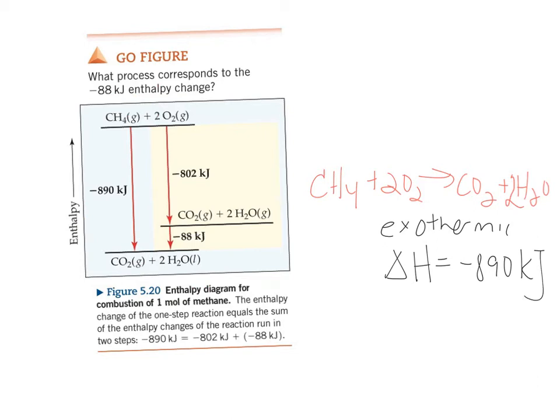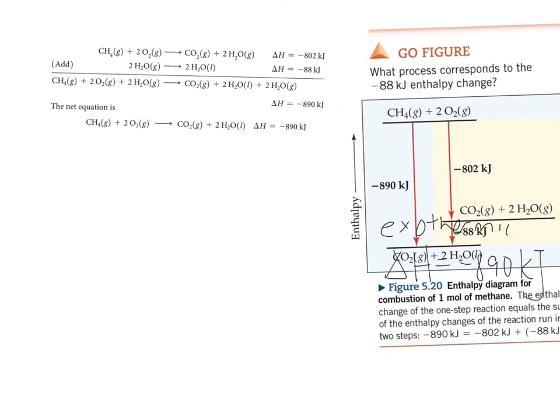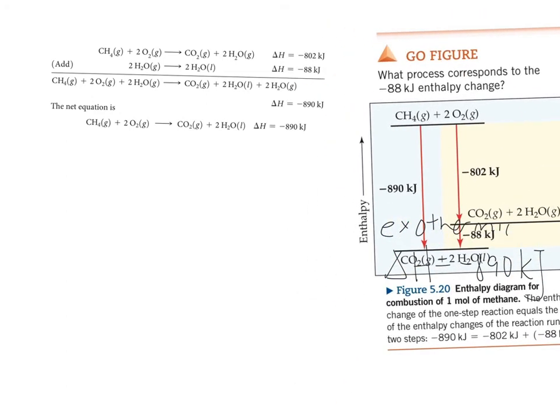Now, what if we did this in 2 steps? I'm going to move my picture. I have this in words over here. Again, this is the reaction that I had over there in red. This is the combustion of methane. Methane plus 2 oxygens, when they burn, make carbon dioxide and 2 waters, and your net change is negative 890. Actually, let's bring the picture back.